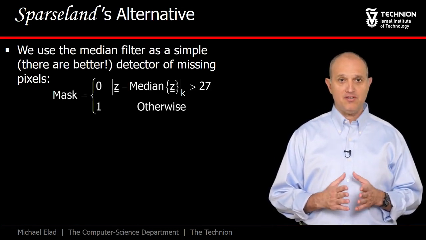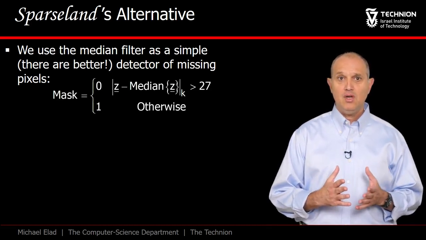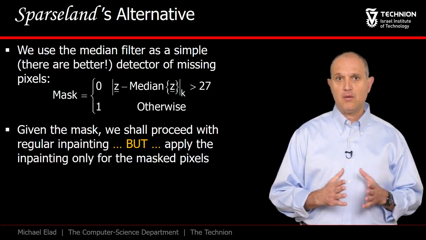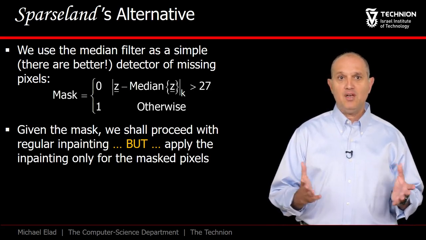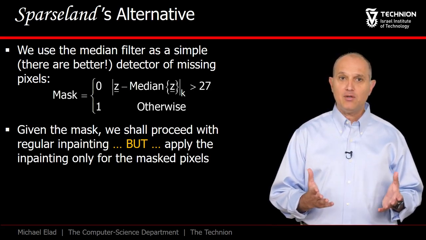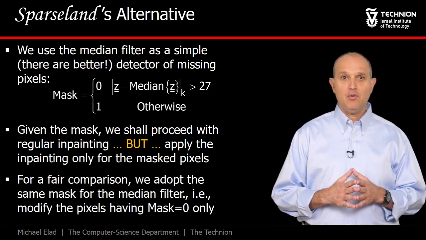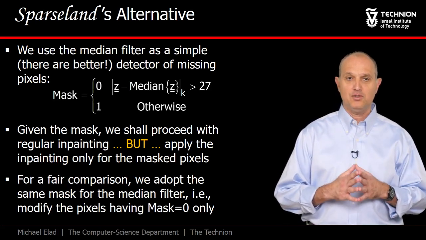We borrow the median filter, using it as a detector for the corrupted pixels. If a pixel is much deviated from the median of its neighborhood, we define it as missing. And then, given the mask, we simply consider our problem as an in-painting one, where those masked pixels are to be resurrected while keeping the rest of the pixels intact. In fact, we shall do something similar with the median filter. We will modify the pixels only where the mask points to.